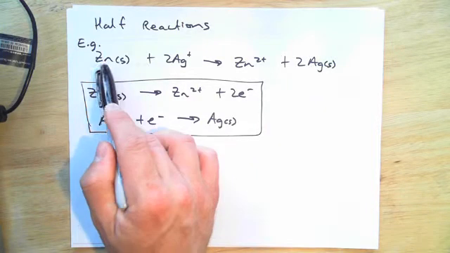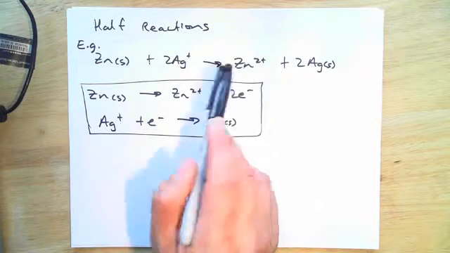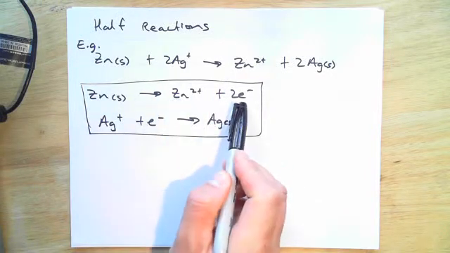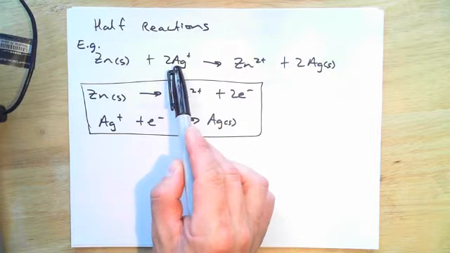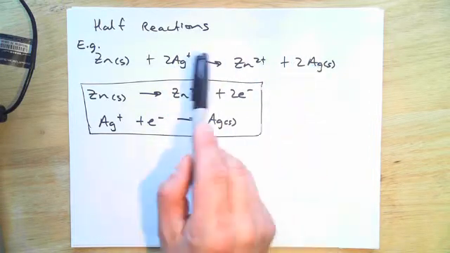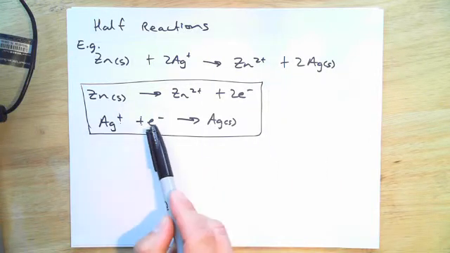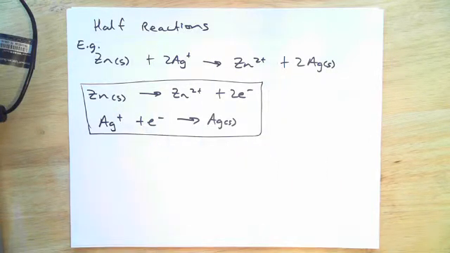We see that the zinc has lost 2 electrons here, and so zinc goes to zinc 2 plus plus 2 electrons. The silver has actually gained an electron to give silver solid. So just ignoring the stoichiometry there, we'd have silver plus an electron gives silver solid.